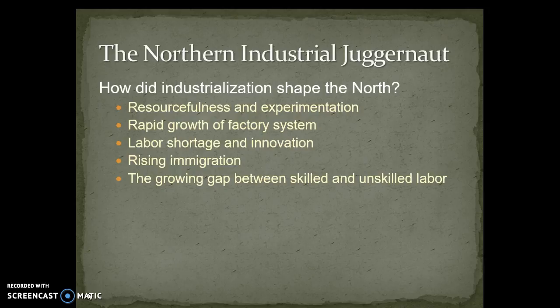Northern society placed a premium on resourcefulness and encouraged experimentation, and industry in that region grew rapidly in the decades before the Civil War. The factory system made great strides, and a shortage of skilled labor led businessmen to substitute machines for trained hands. Industrial growth increased the demand for labor, and an increase in immigration helped fill that demand.